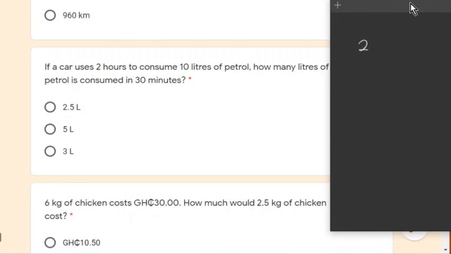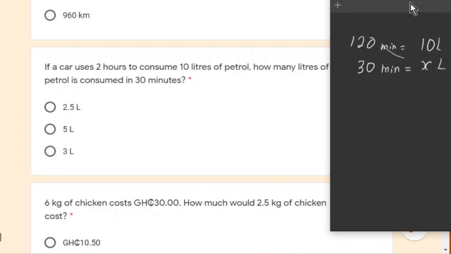So we have 2 hours is equal to 10 liters, and they are asking for 30 minutes. How many liters will be consumed in 30 minutes? Okay, so I'll have to change the 2 hours to minutes. That would be 120 minutes. Then I can use that to find my missing value.